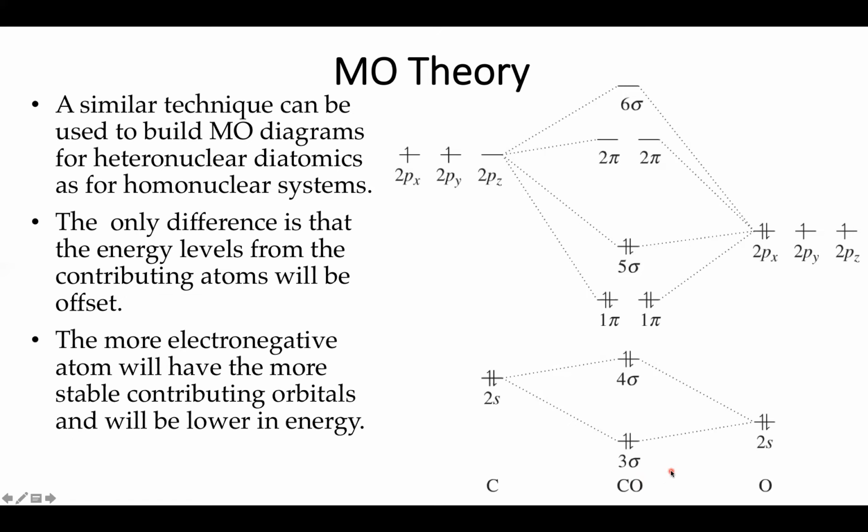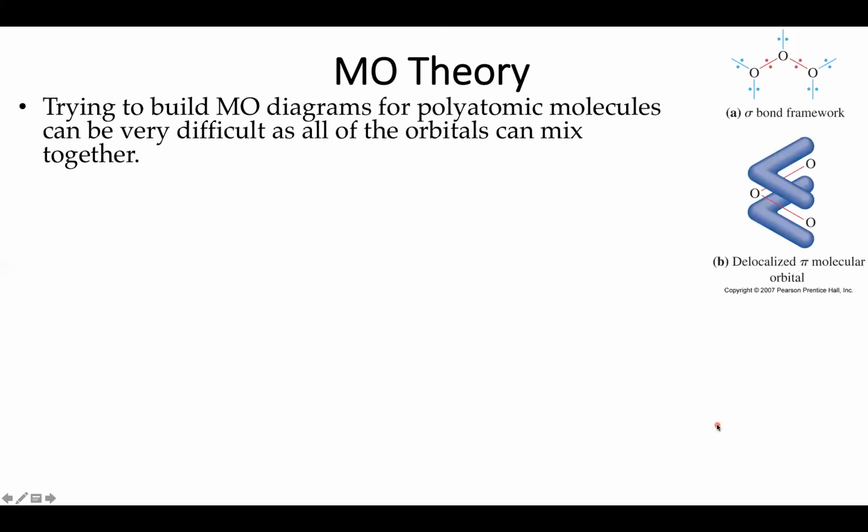So in general, the biggest difference that we're going to find from homo versus heteronuclear is going to be this offset of the energy levels. And remember, more electronegative, lower in energy. However, it turns out the whole world isn't just made of diatomic molecules. Now, while these are very cool for gas phase species, such as carbon monoxide and nitrous oxide, a lot of times we want to deal with polyatomic systems, like in this case, our old friend ozone.